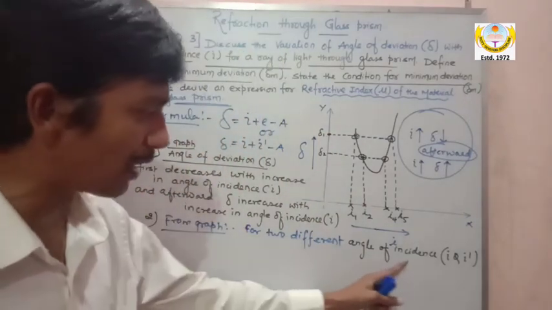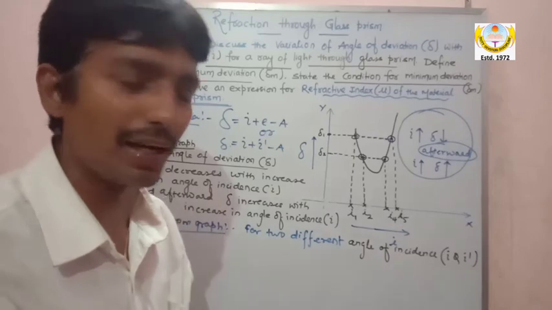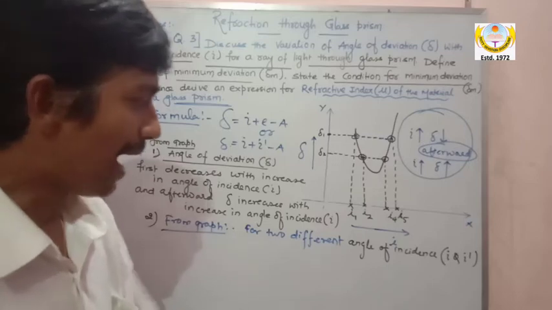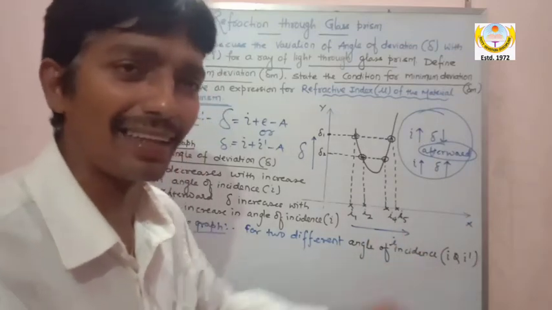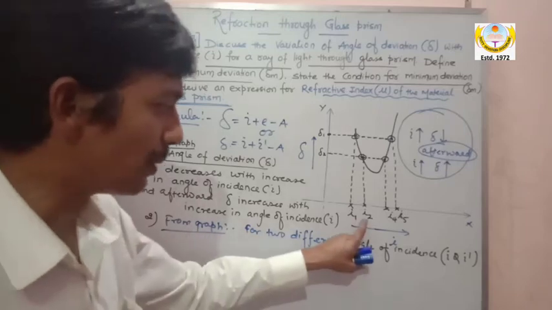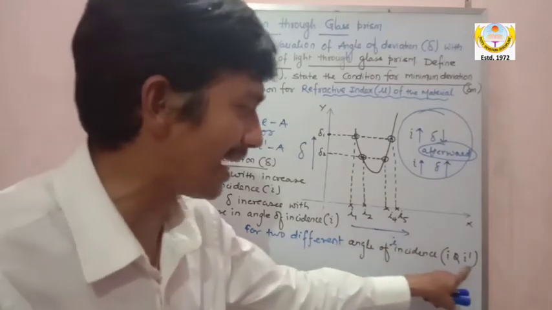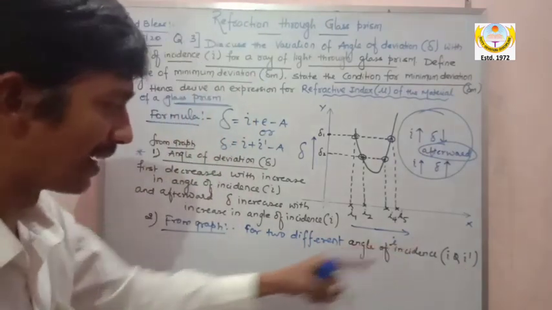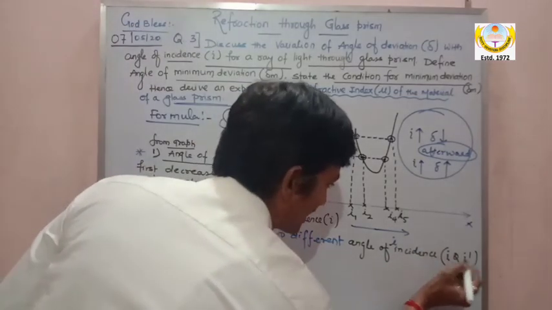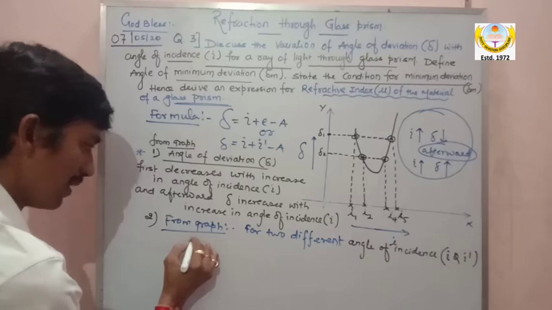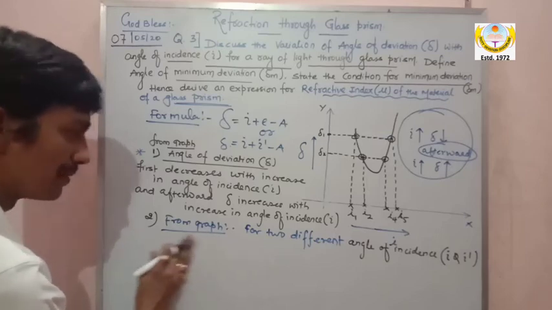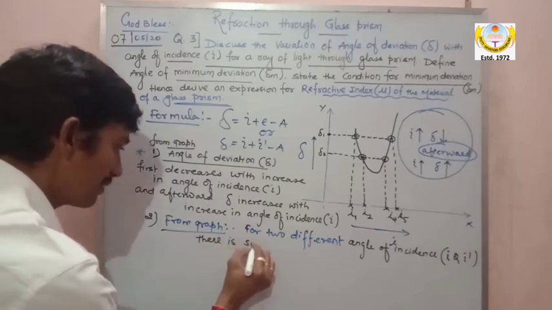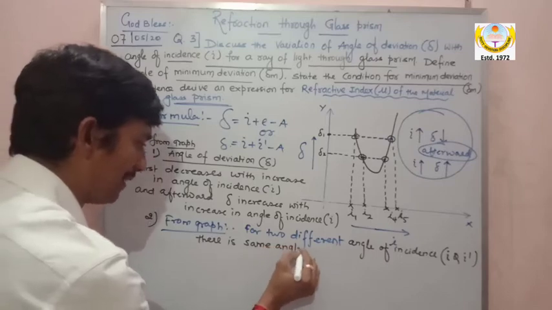So for two different angles of incidence, I and I dash. Now here I is what? I1 and I5. I1 is taken as I, I5 is taken as I dash. Or I2 is taken as I and I4 is taken as I dash. So for two different angles of incidence, that is I and I dash, we have the same angle of deviation.